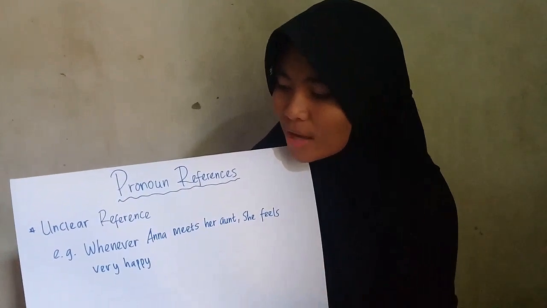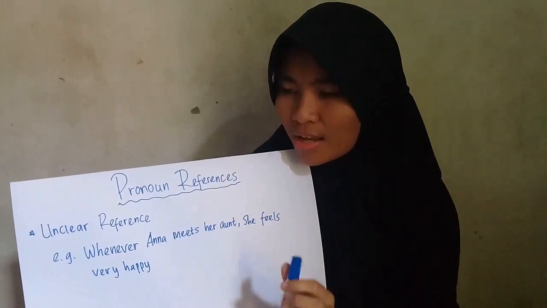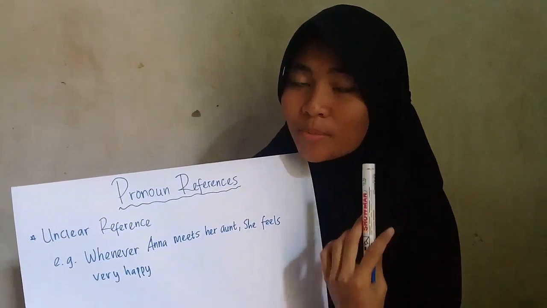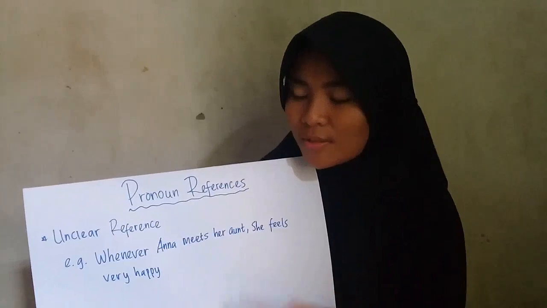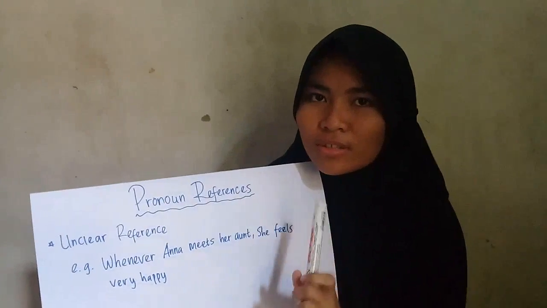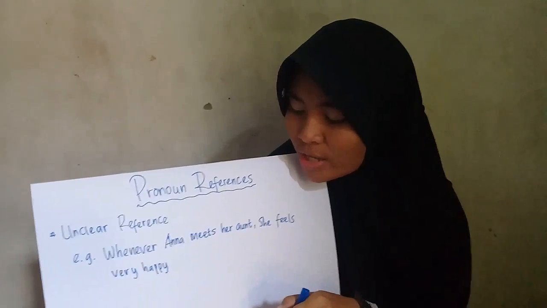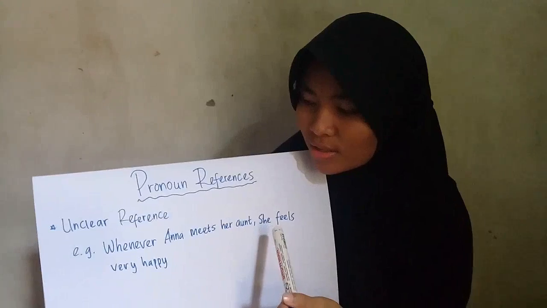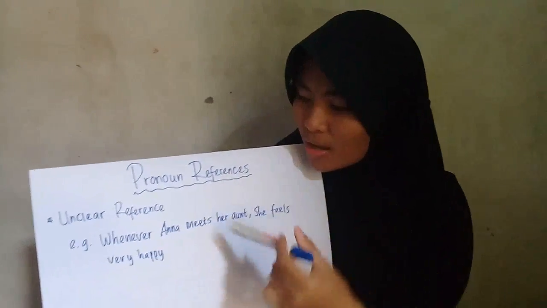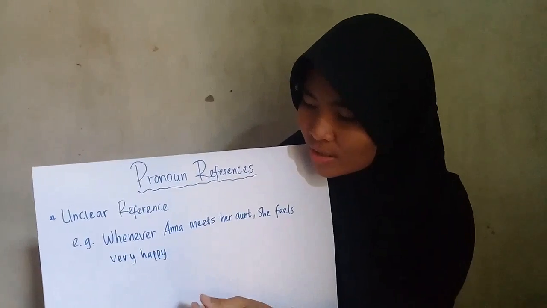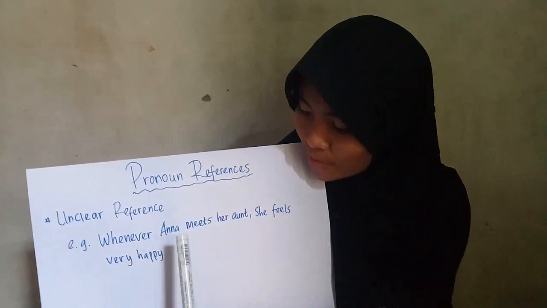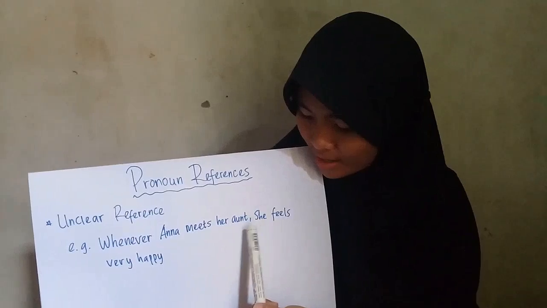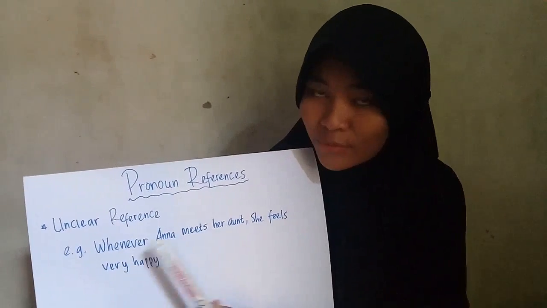Okay, now we talk about unclear reference. In this case, we talk about ambiguous references. Ambiguous references usually happen when there are two antecedents in one sentence. So there's an example here. "Whenever Anna meets her aunt, she feels very happy."